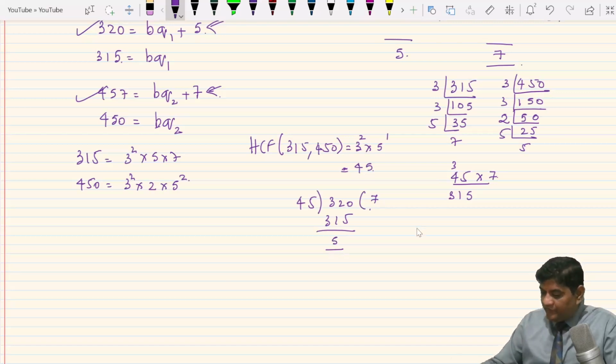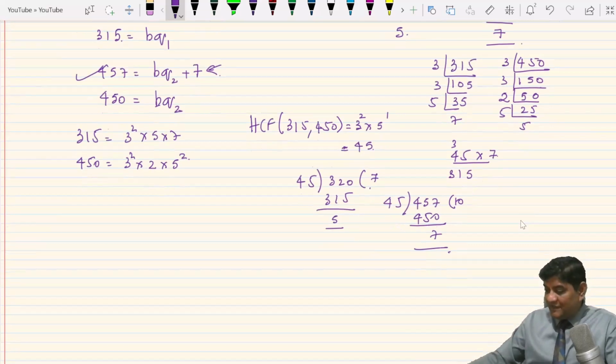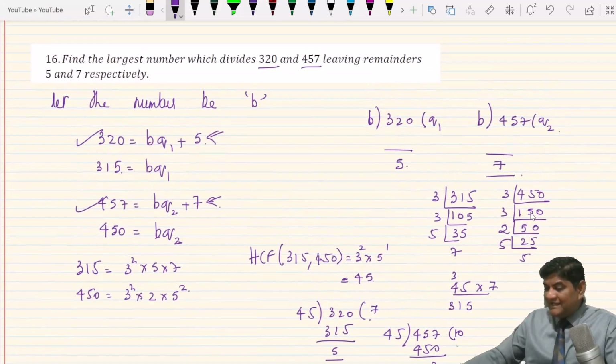What about 457? Well, 457 is much easier because it's 10 times 450. 7 is the remainder. So that's usage of Euclid's division lemma again to solve the same question. Let's go to the next one now.